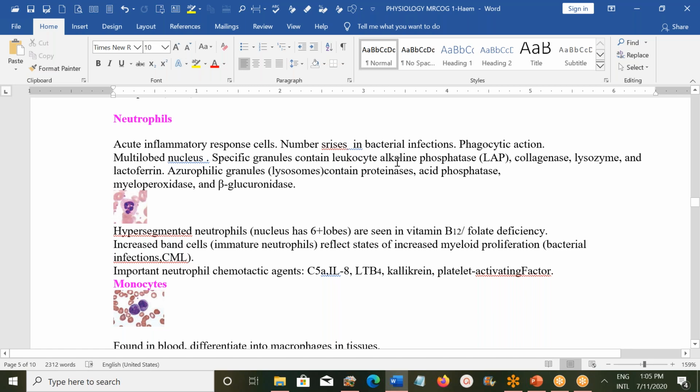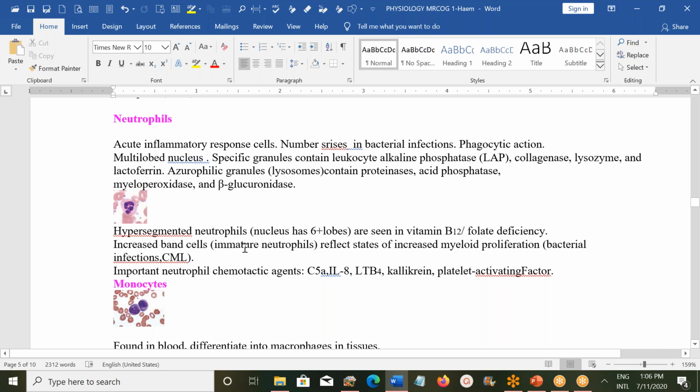They will contain leukocyte alkaline phosphatase, collagenase, lysozyme, lactoferrin. The azurophilic granules, or the lysosomes, will contain proteinases, acid phosphatase, myeloperoxidase, and beta-glucuronidase. Hypersegmented neutrophils are seen in vitamin B12 or folate deficiency.